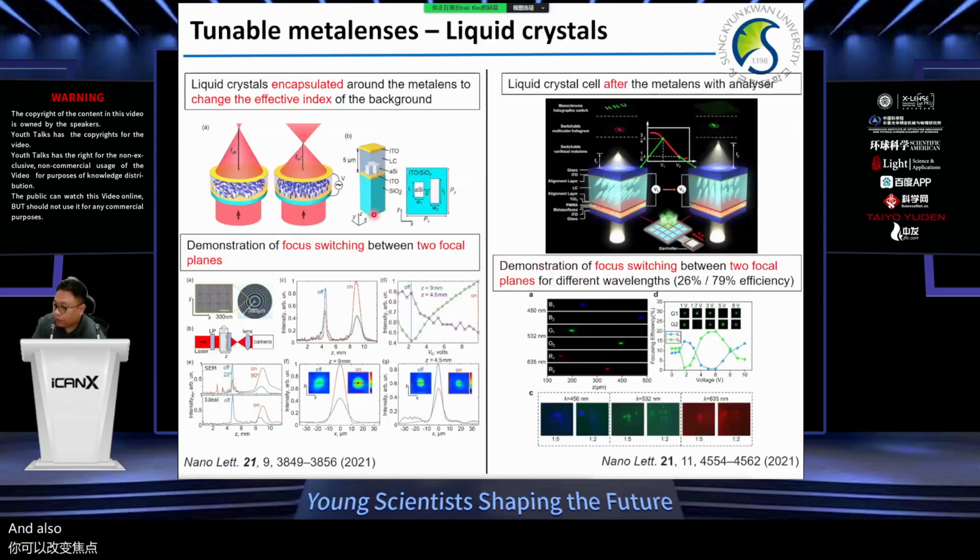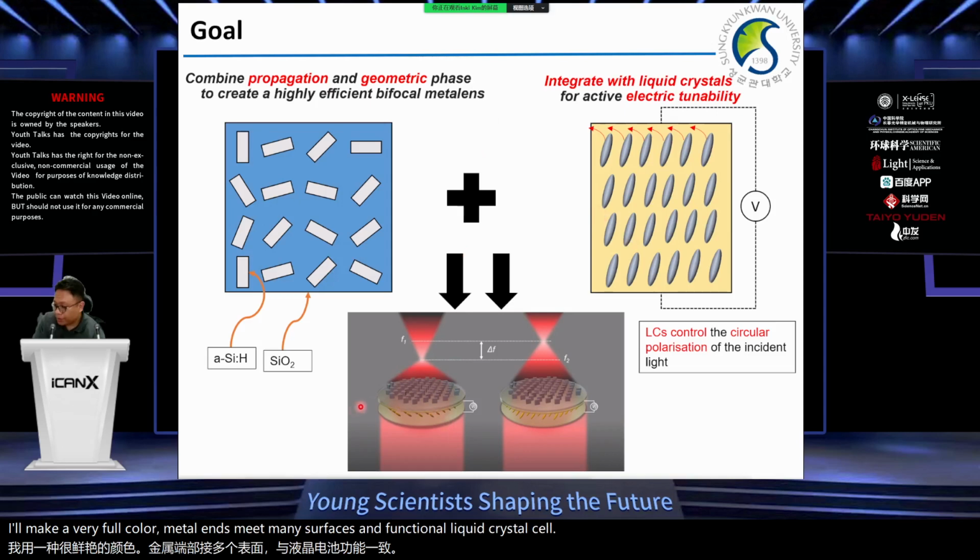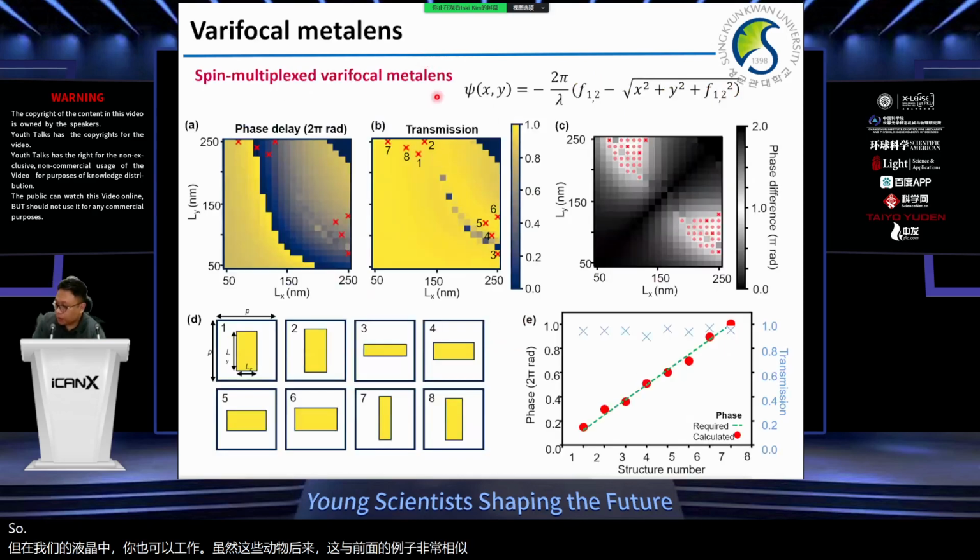And also liquid crystal, again, can be integrated in the metasurfaces. Here, focus switching metal lenses have been proposed. Our goal was a bit similar, and we want to make a varifocal metal lens with metasurfaces and a functional liquid crystal cell. But here, our liquid crystal works as a polarization modulator, which was a bit similar to the previous example. First, we calculated the phase information for two different focal points, F1 and F2.